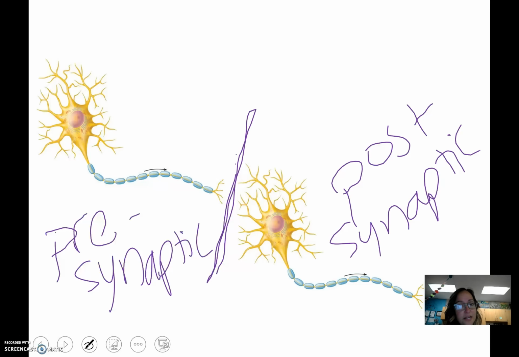So if you have your presynaptic neuron, the message comes in through the dendrites and travels down the axon. When it gets to the axon terminal, it releases neurotransmitters that the dendrites of the postsynaptic cell receive, and then the impulse or action potential can continue down the axon and be released at the postsynaptic cell's axon terminals.